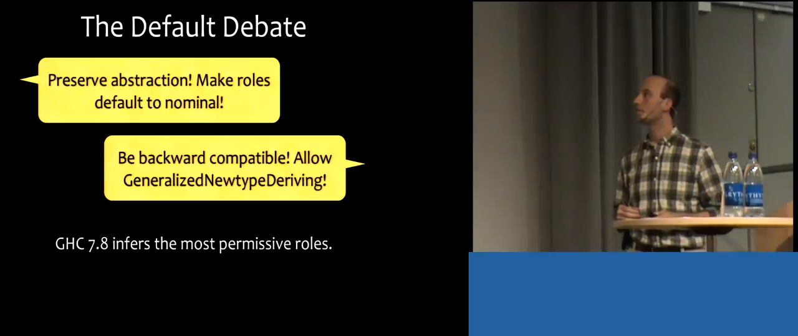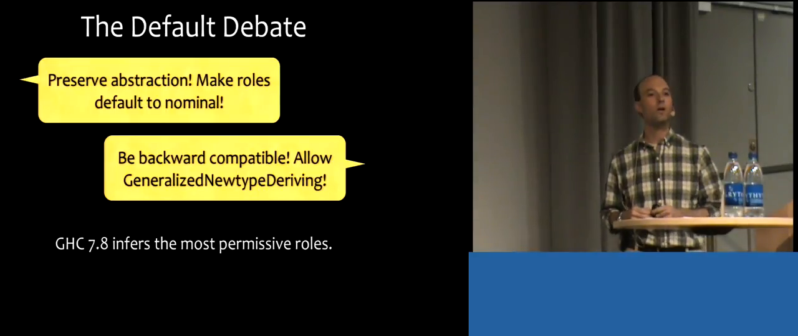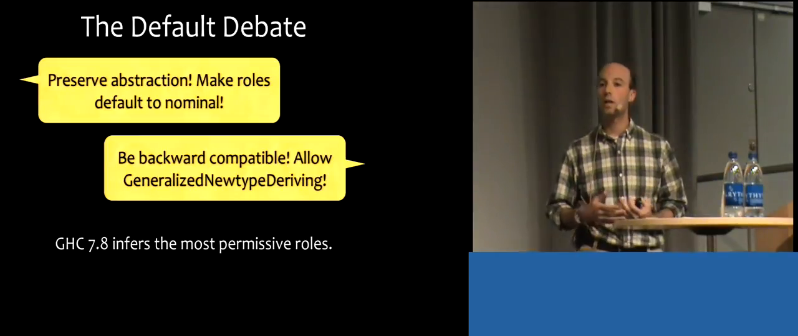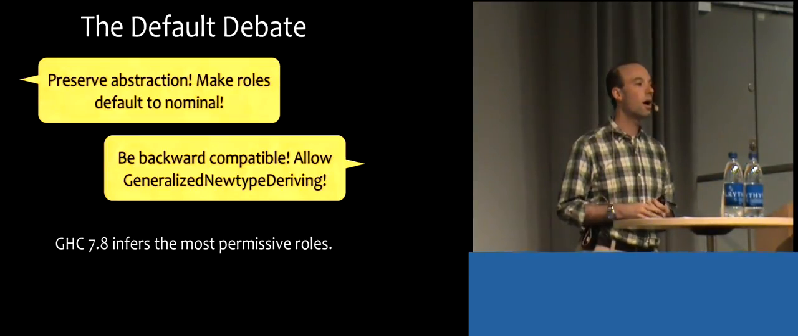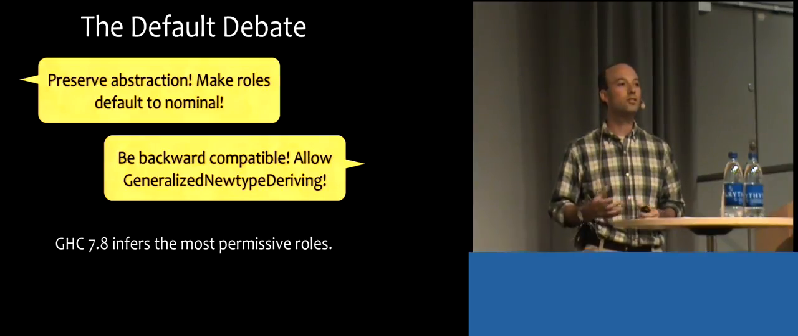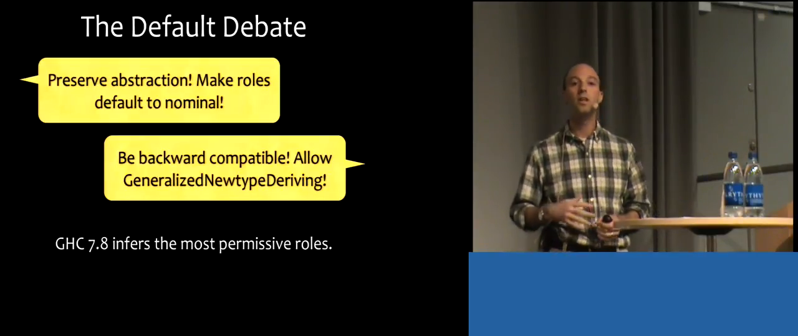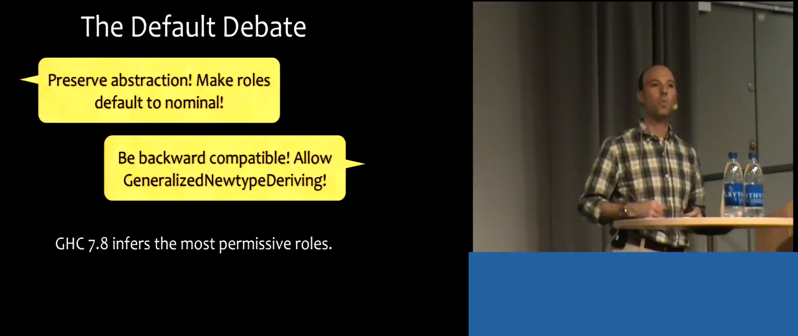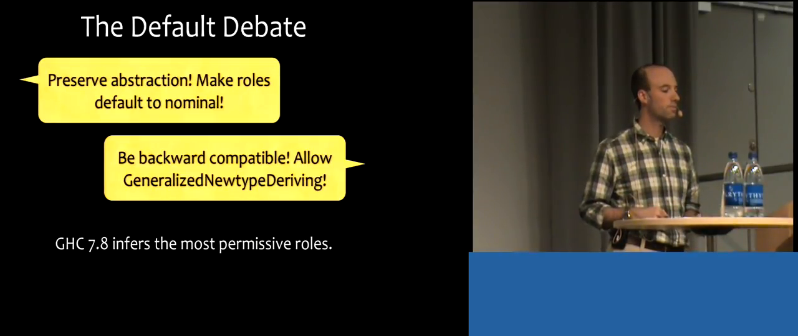So we decided to lean in the favor of backward compatibility, and we infer the most permissive roles. And so this allows generalized newtype deriving to continue to work, but perhaps a naive library author who doesn't know about the role annotations might lose some abstraction somewhere. This is an ongoing conversation, and maybe in the future we'll figure out a way to migrate to the safer choice.